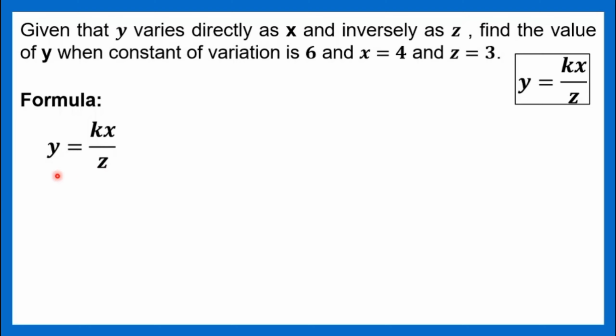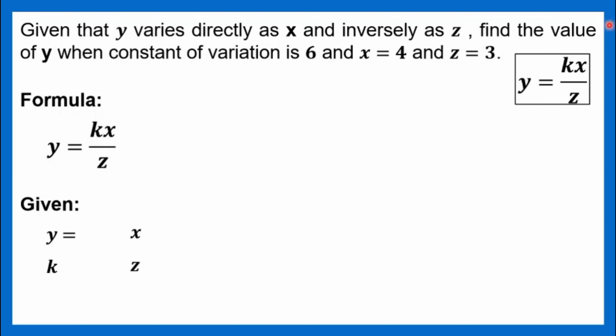So let's work on this one. So ito na yung formula natin. Then after that, given. So for our given, of course, y, k, x, z, pwede ganun natin sundin itong formula. So hanapin si y, hanapin si k, si x, saka si z. So saan ito makikita? So dito yan sa given problem to us. So find the value of y when constant of variation, this is k, is 6. So ibig sabihin, yung y, pinapahanap.